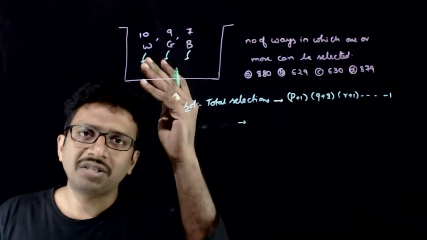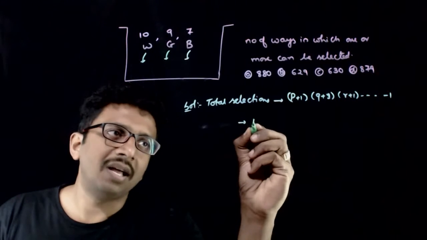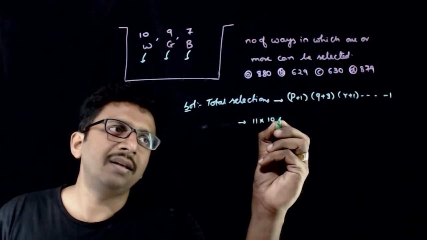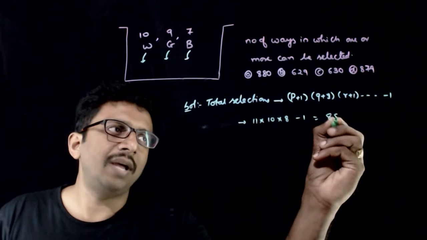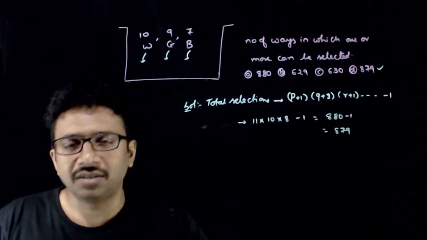So the total number of selections of one or more from this box is 10 plus 1, 11, into Q plus 1, which is 9 plus 1, 10, into R plus 1, which is 8, minus 1. That is equal to 880 minus 1. 879 is the right answer to this question.